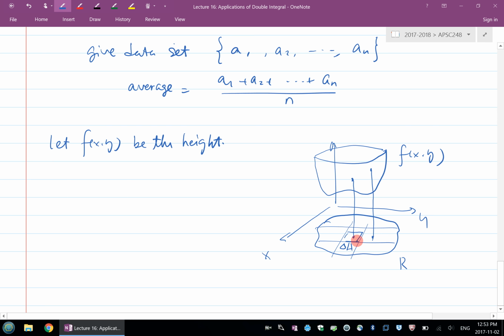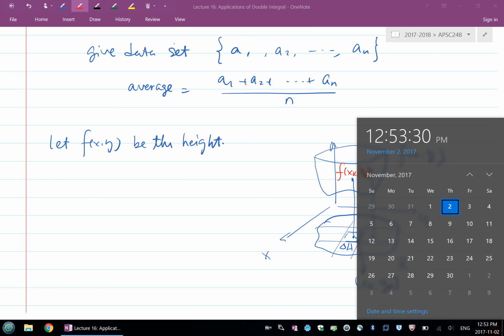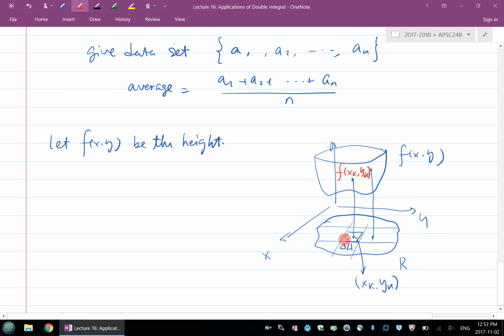Suppose that at this particular location, this is the x_k, y_k location. Then this particular point will have a height f(x_k, y_k), right? So now you can imagine you have a rectangular box here with a height of f(x_k, y_k). How many boxes do we have?